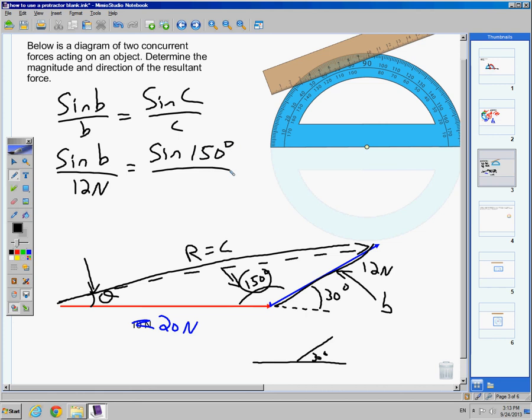And C we calculated as 30.9 newtons. And now I'm going to have sine B equals 12 newtons sine 150 degrees over 30.9 newtons. And let's see what that actually comes out to be.